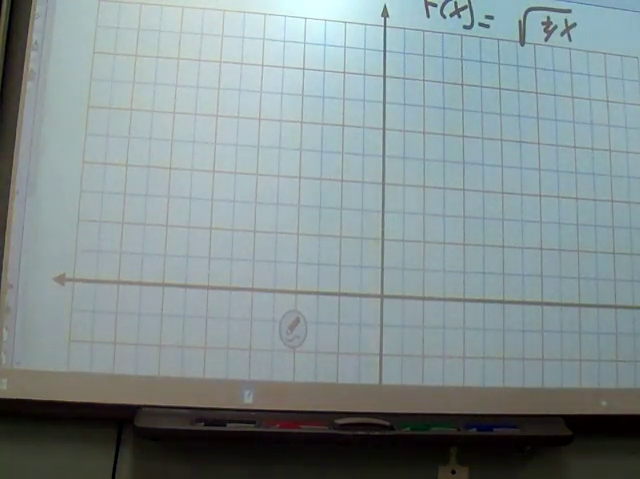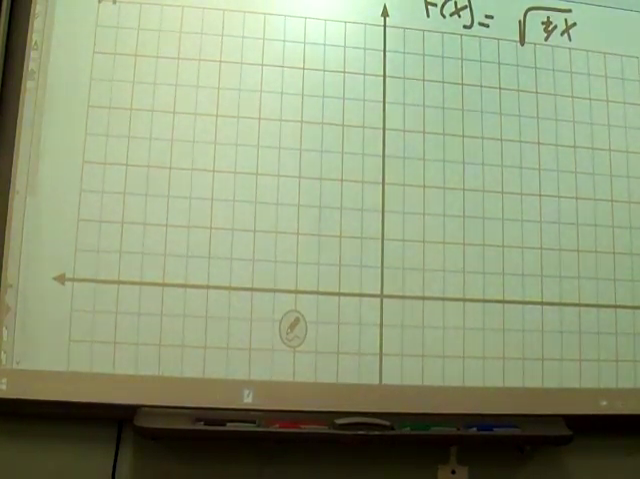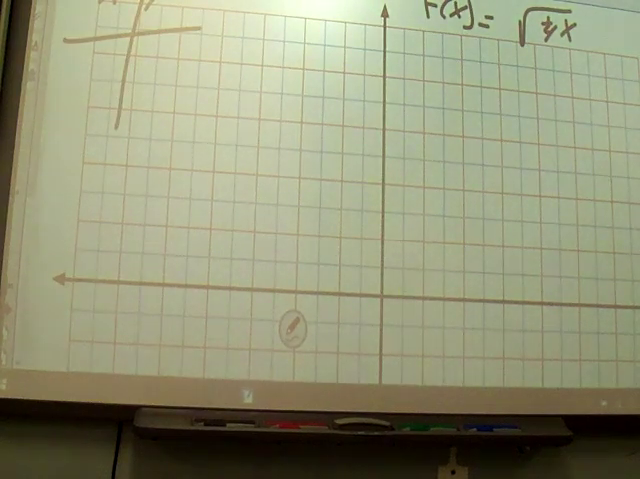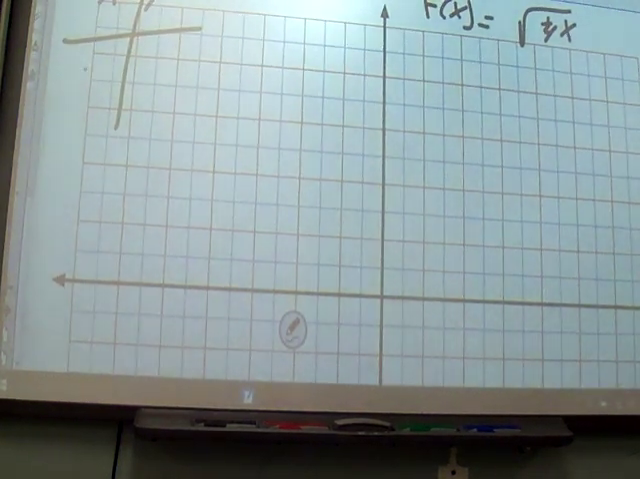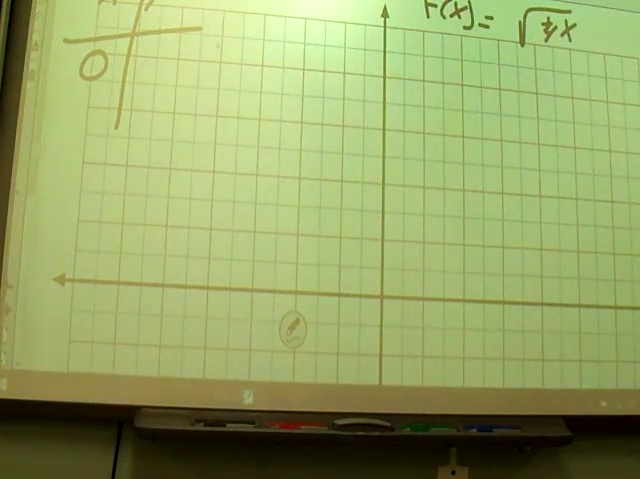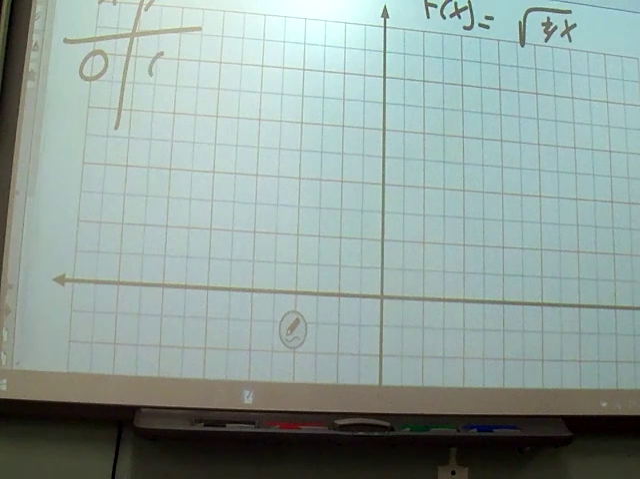Now to graph this, you can do it a couple of ways. I'm going to start by making an input-output table. So I'll just pick a number, plug it in. If I plug a 0 in for the x, 1/4 times 0 is 0. The square root of 0 is 0. So I know it's going to go through the origin.